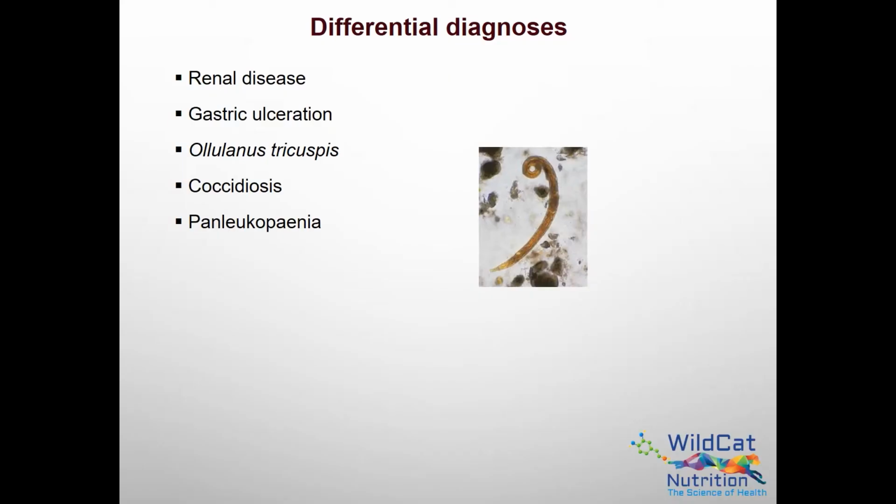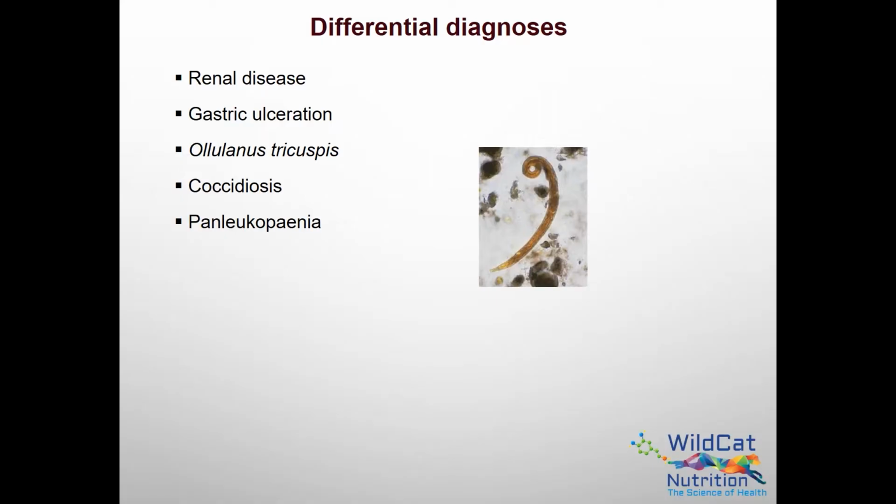There's one particular stomach worm called Ollulanus tricuspis. I haven't seen clinical cases of this, but apparently there are a few around. It's more of a European problem, and they are generally easily treated. So they would also be vomiting. It's a cat gastric worm that is relatively rare.